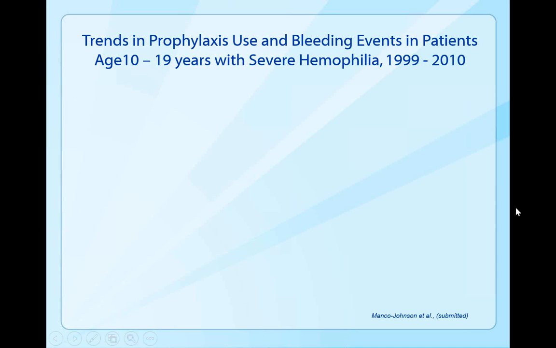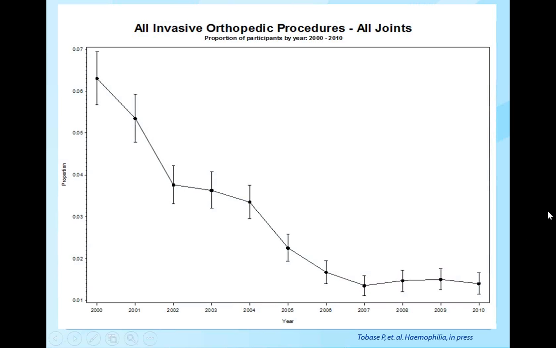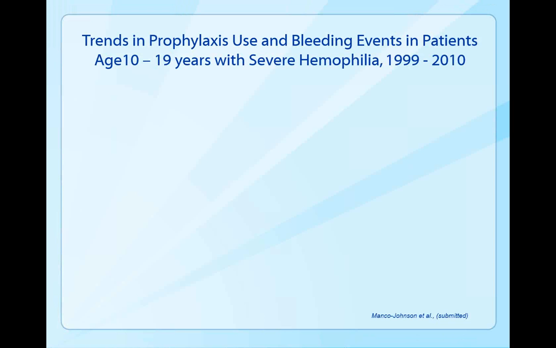The slide's not showing up correctly. All right. So I'm going to go back to this slide, even though you can't see it. I'm going to have to describe it. Essentially, what we were doing was looking at the trends in prophylaxis use and the bleeding events in patients aged 10 to 19 years with severe hemophilia from 1999 to 2010.